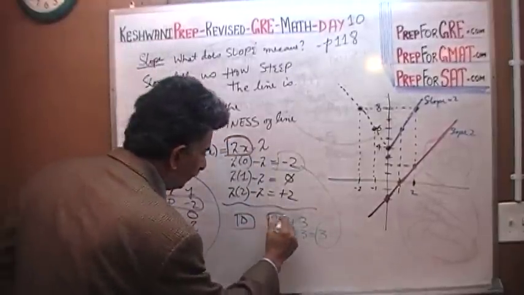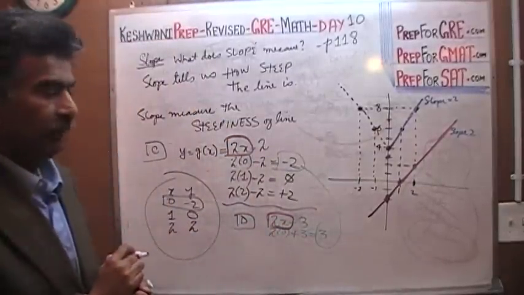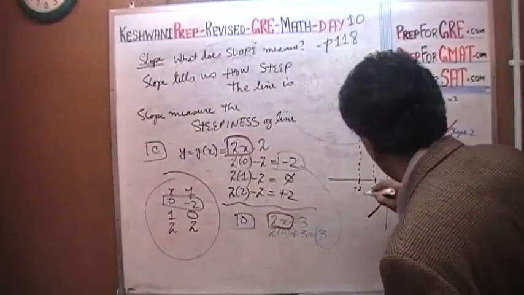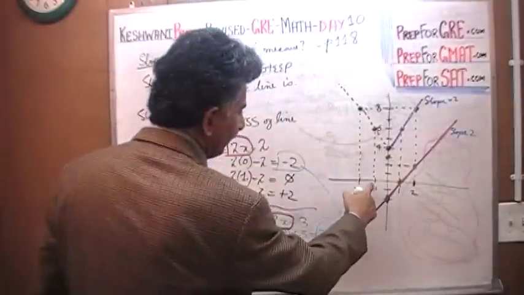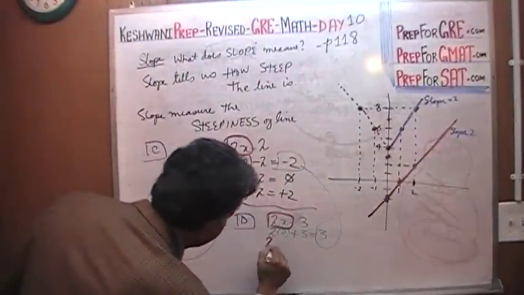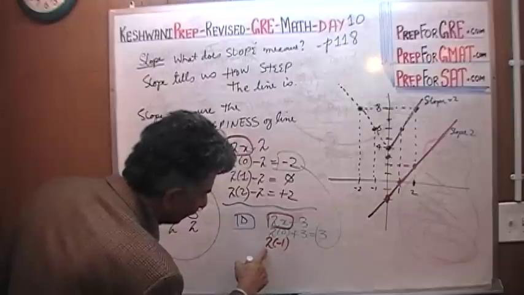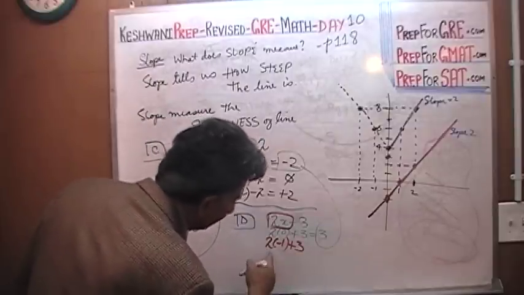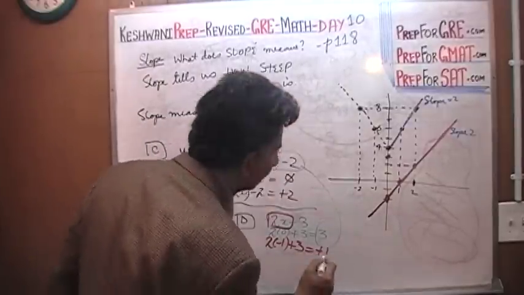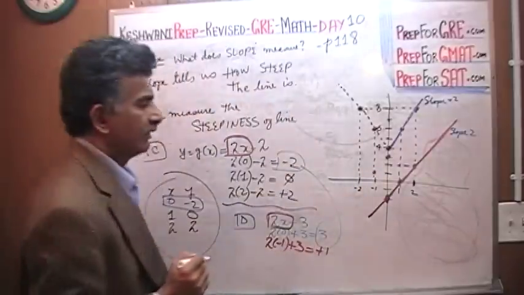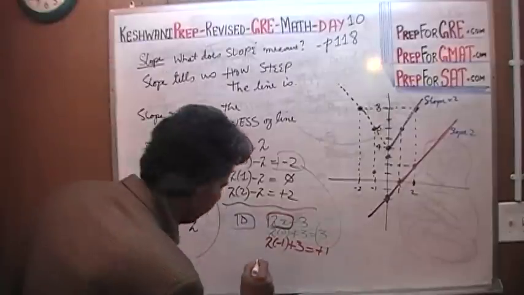2x and 2x, they both have the same slope. So if we were to draw the line, this line is going to look like this. Let's look at what happens when x is -1. When x is -1, 2 times -1 is -2, plus 3 is +1. So when x is -1, y is 1.